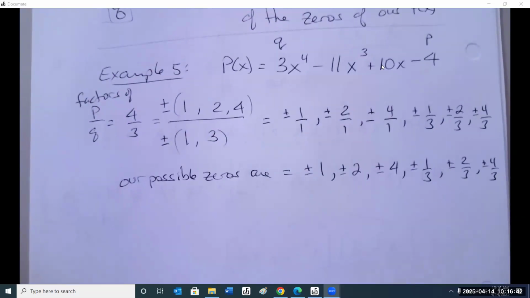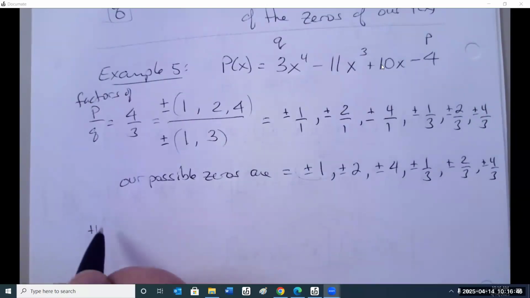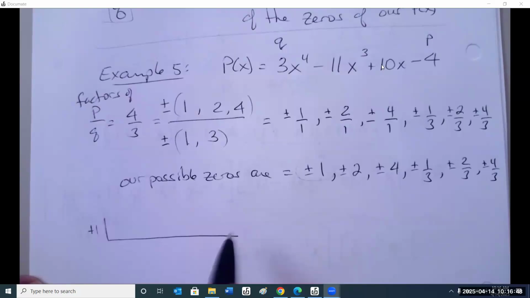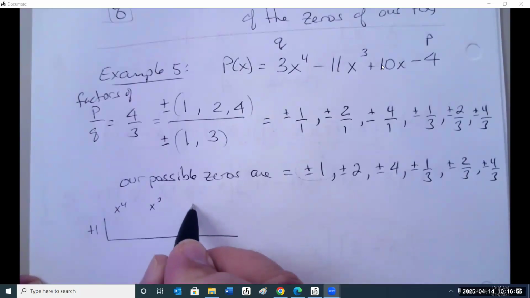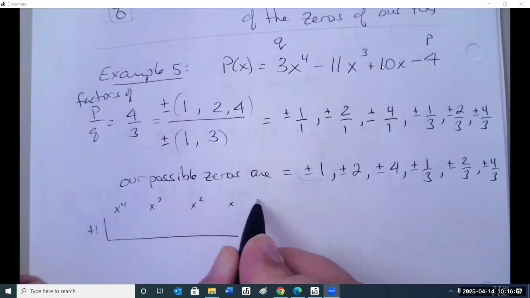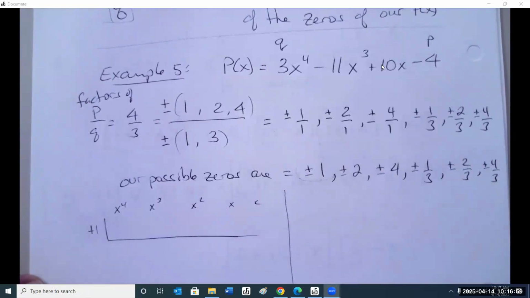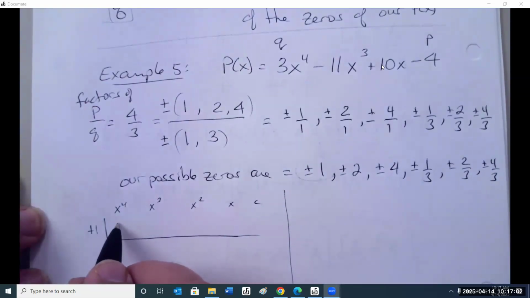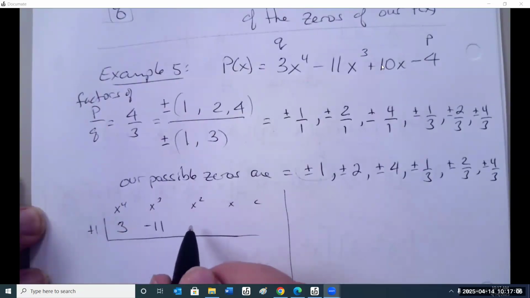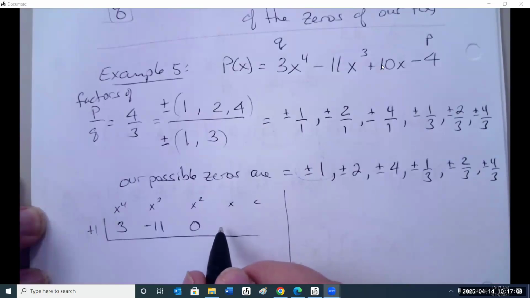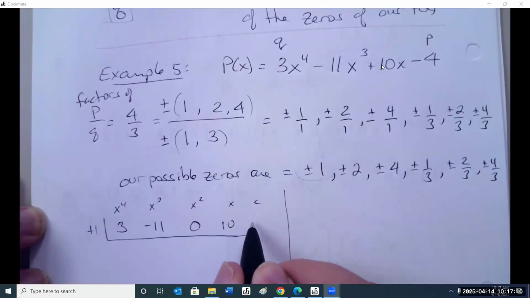All right, so let's start with the first one. Let's take positive 1 and put it in synthetic division of our polynomial. We have x to the 4th, x cubed, x squared, x, and a constant. The coefficient of x to the 4th is 3, then negative 11, there's no x squared, 10 x's, and negative 4.